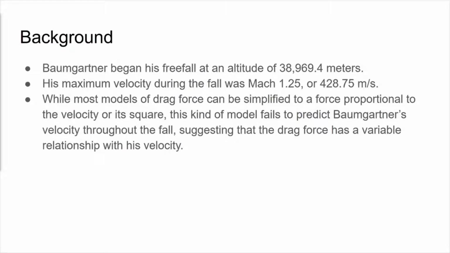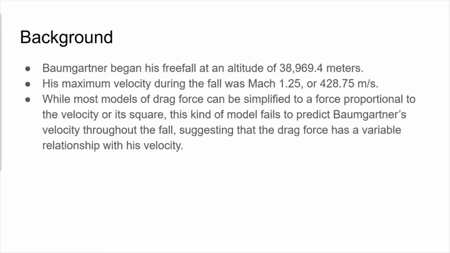Baumgartner began his freefall at an altitude of 38,969 meters and achieved a maximum velocity of Mach 1.25, or 428.75 meters per second. While most models of drag force can be simplified to a force proportional to either the velocity or the square of the velocity, as was done in Lab 2, this model doesn't predict Baumgartner's velocity throughout the fall. So in this lab we had to create a much more complex model based on different variables that impacted his motion.